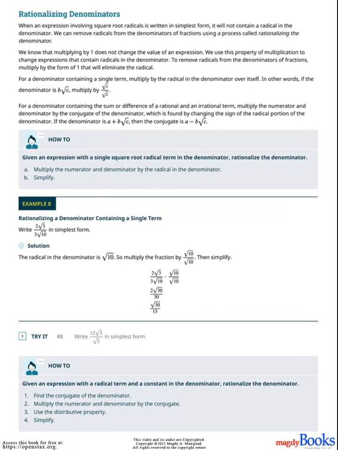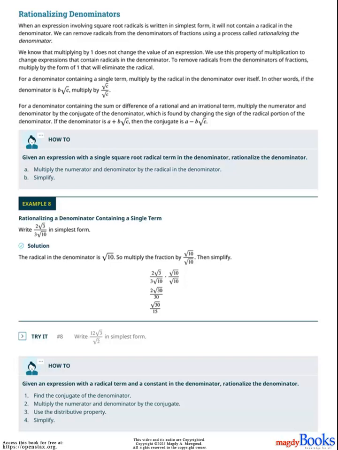1.3.5. Rationalizing denominators. When an expression involving square root radicals is written in simplest form, it will not contain a radical in the denominator. We can remove radicals from the denominators of fractions using a process called rationalizing the denominator. We know that multiplying by 1 does not change the value of an expression. We use this property of multiplication to change expressions that contain radicals in the denominator.